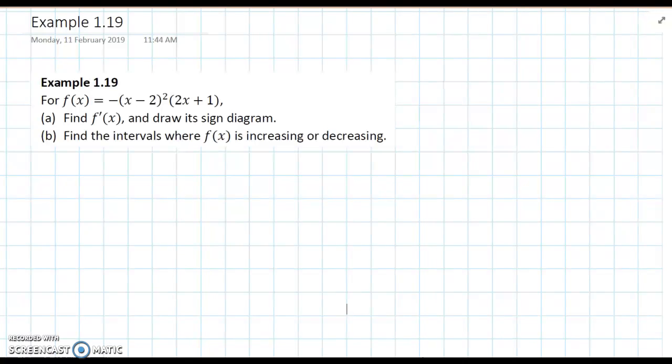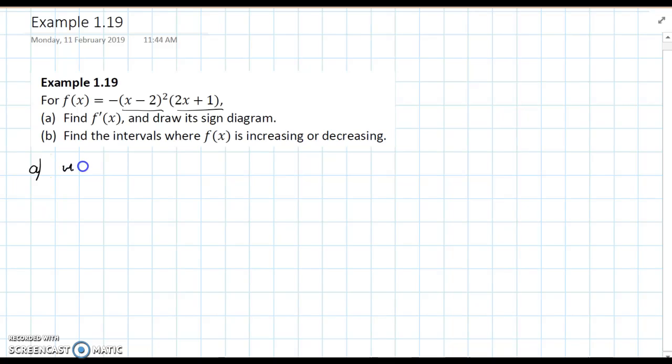Example 1.19 extends from our previous one, however this time having to derive first. So this derivative of f of x is going to require us to do the product rule. So we've got the product rule because we have two functions containing x that are multiplied together.